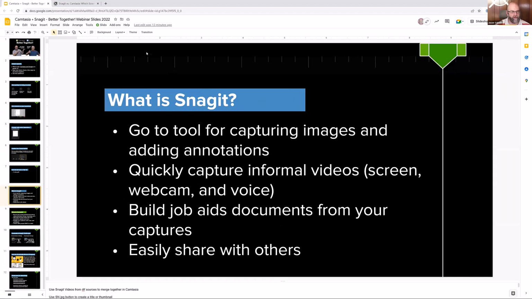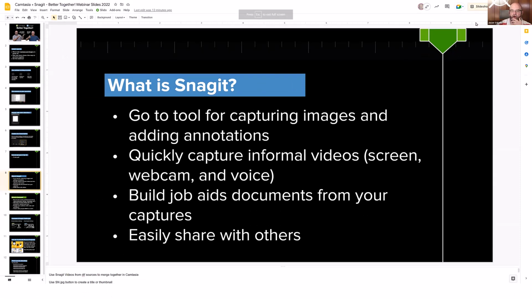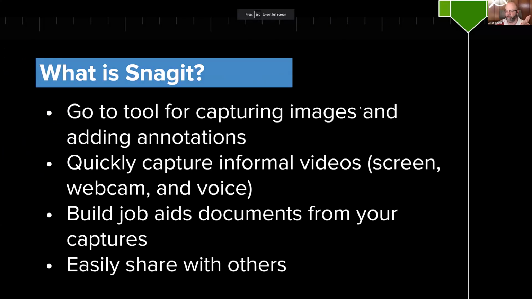So at this point, we want to talk about what each of the products are really quickly. Although maybe we don't have to. We can do this pretty quick because the overwhelming majority of you have both. So what is Snagit? In a nutshell, it's the go-to tool for capturing images and adding annotations to those still images. You can quickly capture informal videos with your screen recording, your webcam, and your voice. I do this on a daily basis. Just did it this morning for another coworker. You can build job aid documents from your captures by assembling previously collected images together, and then you can easily share those with others. If I'm missing something in how you use Snagit, let us know.